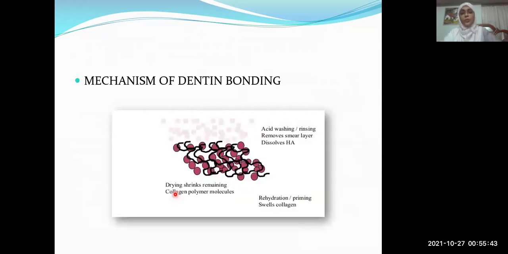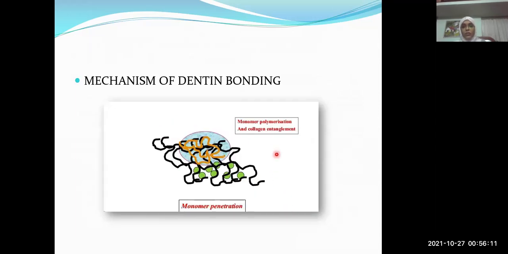So what is the mechanism of dentin bonding? Here you can see that there is a smear layer. We are going to do acid washing or rinsing, and this is going to remove the smear layer. It's going to dissolve the hydroxyapatite crystals. But after you etch, you can see that there is drying and shrinking of the collagen molecules. So you have to rehydrate this collagen and bring it back to its original state by means of priming, so that it's easy for the monomer to penetrate inside the dentin.